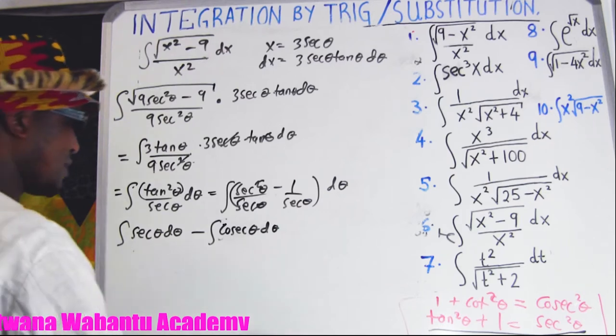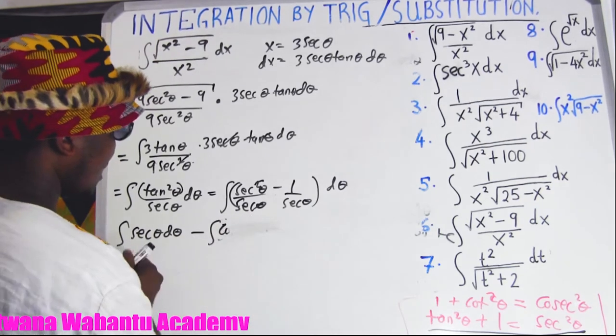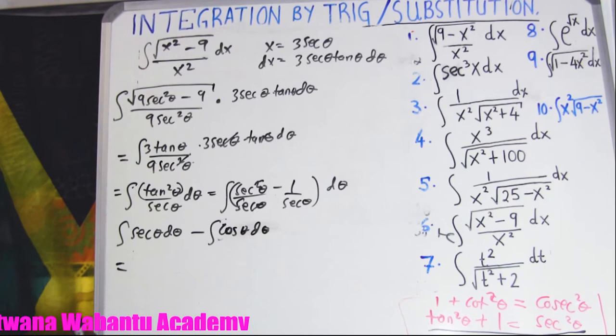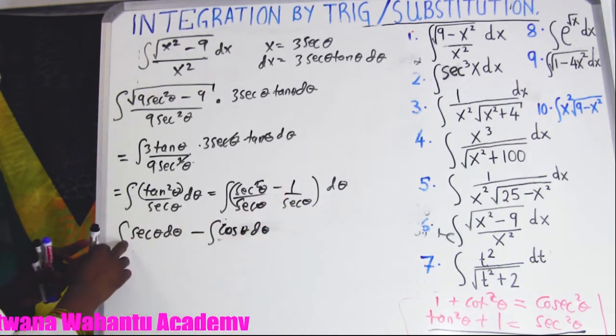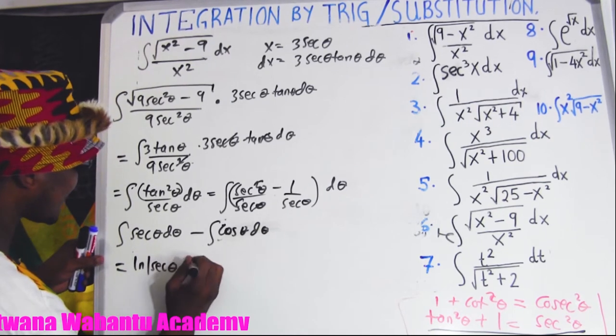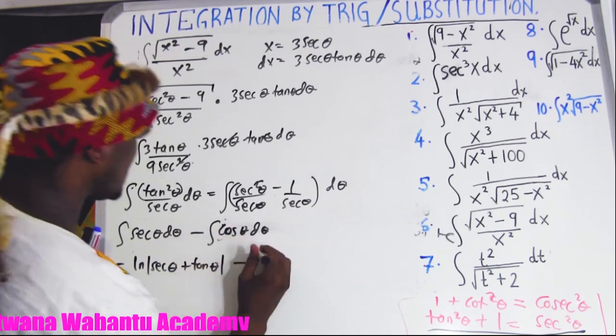1 over sec is cos, so the integral of cos. Sorry, my apology. 1/sec is equal to cos, so integral of the cos. When you integrate sec, you get ln of sec plus tan, minus, when you integrate cos, this will give a sine.